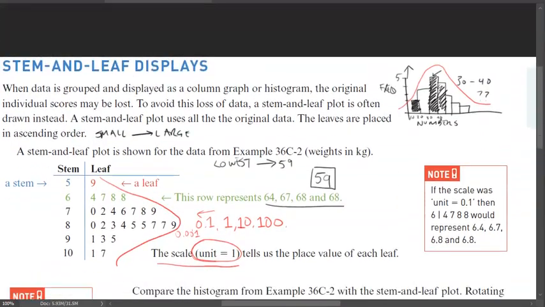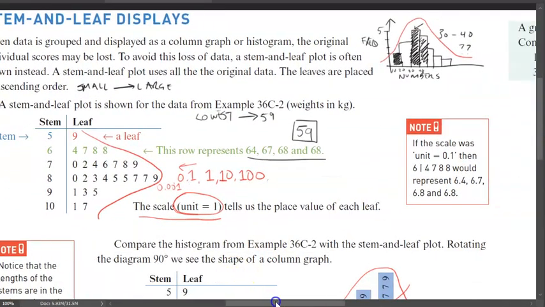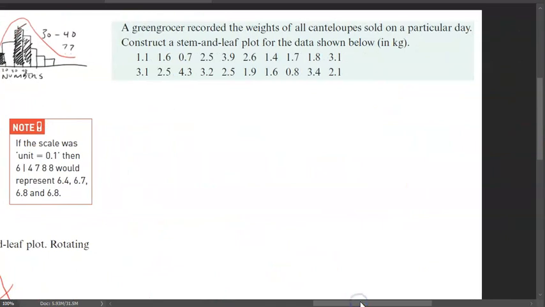So the next example we're going to look at is taken straight from your textbook, which you can find on Compass and on Office 365. A greengrocer recorded the weights of all cantaloupes sold on a particular day. Construct a stem and leaf plot for the data shown below. We also need to include a scale, and the question doesn't specify this, but we do need a scale.